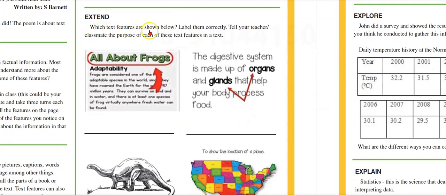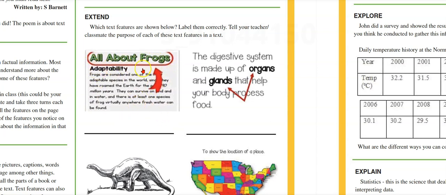Which text features are shown below? Label them correctly. Tell your teacher or classmate the purpose of each of these text features in a text. All about frogs. That looks like a heading. So that means that whatever we're going to read here should be about frogs.